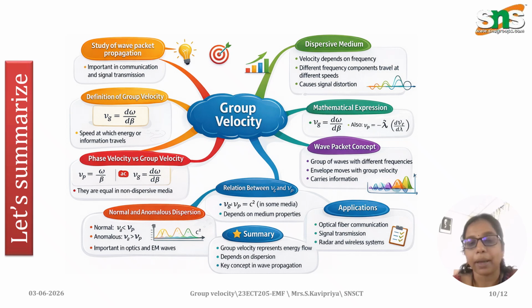And this is the summary of what I have presented so far. I have discussed what group velocity is, the expression for group velocity, the expression for phase velocity, the relationship between phase and group velocity, how Vp and Vg are related, normal dispersion and anomalous dispersion, the values of Vp and Vg in case of normal and anomalous dispersion, and we have discussed the wave packet concept as well. And finally, the applications of group velocity.